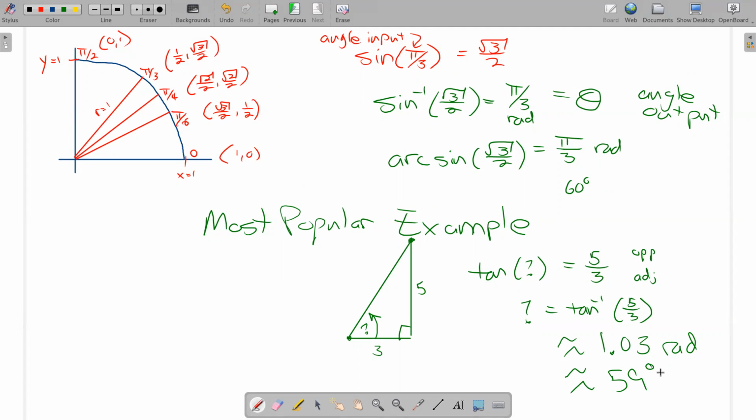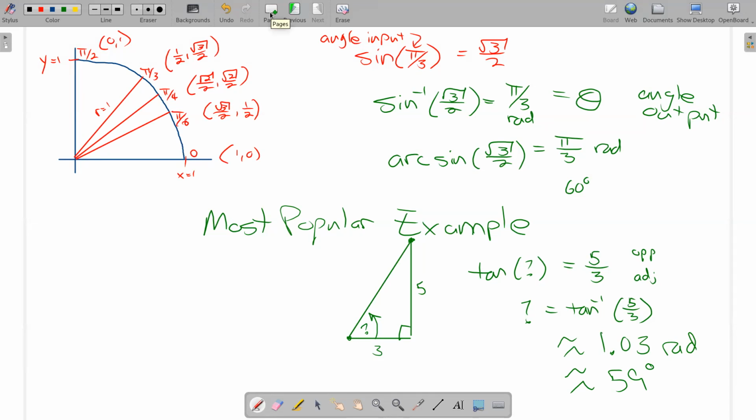And my picture's not perfectly accurate, but it's not too bad. So I would say, yeah, that looks reasonable. 59 degrees seems okay in there for my remembering about what degrees look like compared to, say, 90 degrees or 60 degrees. So again, inverse trig functions just take ratios, turn them into angles. So anytime we need an angle and we have some information about ratios, parts of a triangle, we can use an inverse trig function to figure out what that is.